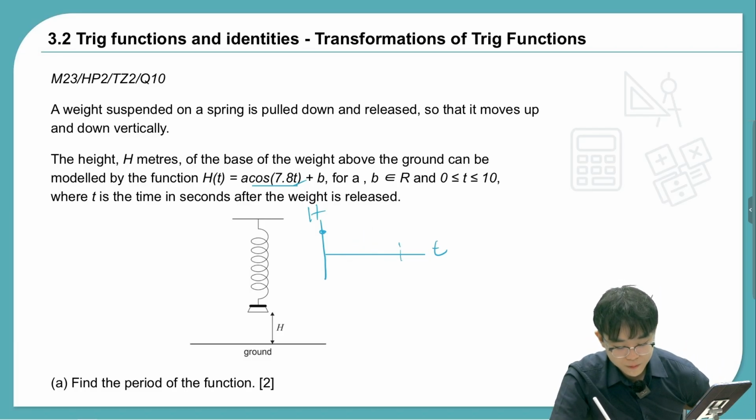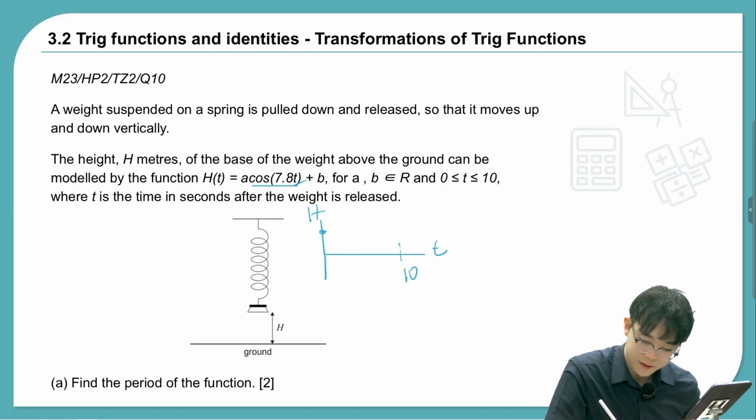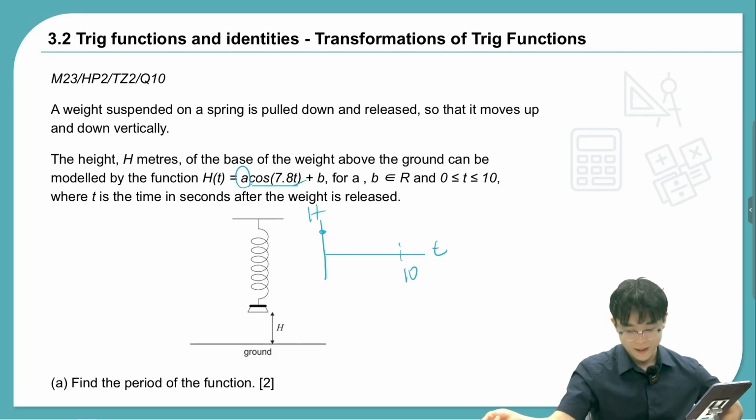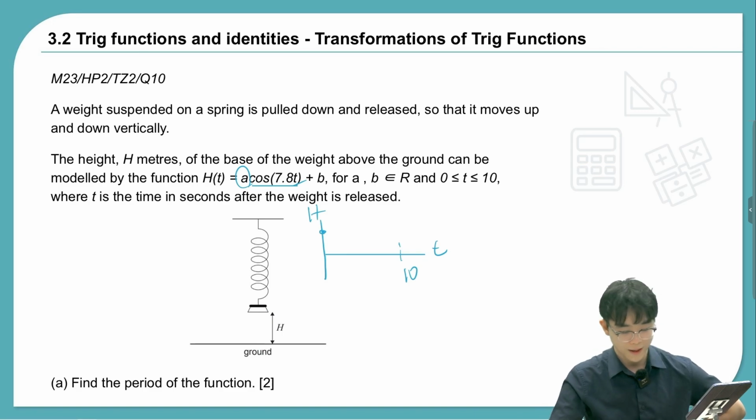And t goes from 0 to 10 seconds. Chances are, depending on the actual amplitude, a would have to change. And I would feel like the whole thing is shifted upwards, so there's no negative height. It's all positive. That's something to keep in mind. But let's just do it from part A.